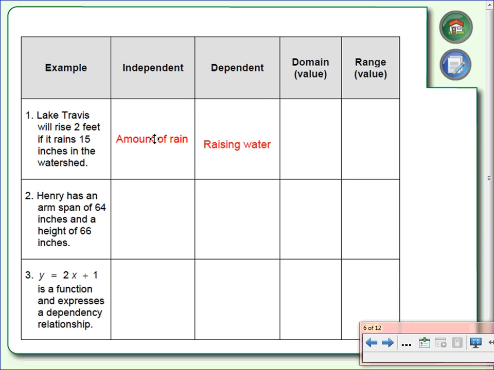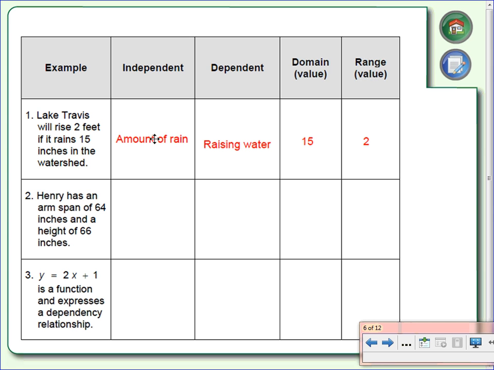Now, as far as the domain and range, remember those are the x and y values as well. But this time we actually want the values, the numbers. So in this case, those numbers were 15 and 2. The amount of rain we got was 15 inches. That's why I have the 15 there. How much did the water rise? It was raised by 2 feet. So that's where that 2 is coming from. So the domain and range are the actual numbers, the values. Independent, dependent refers to what those values mean.